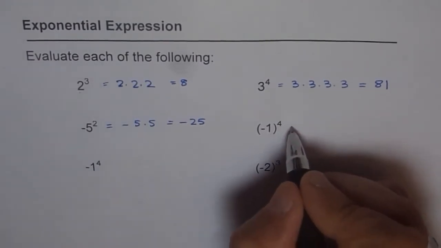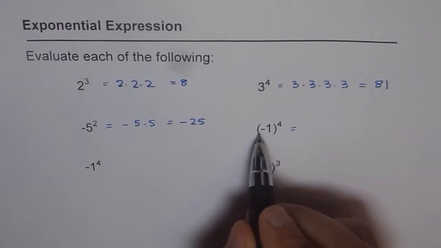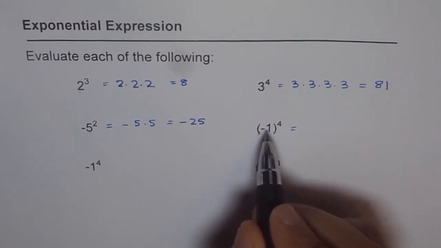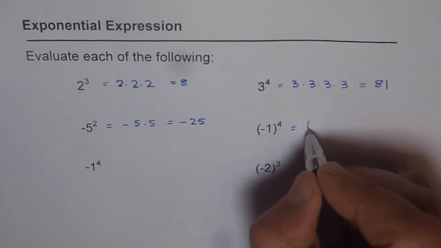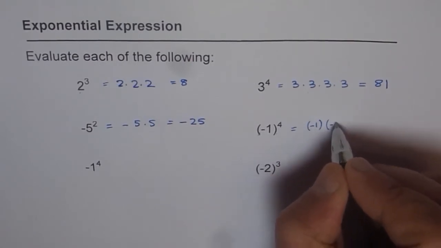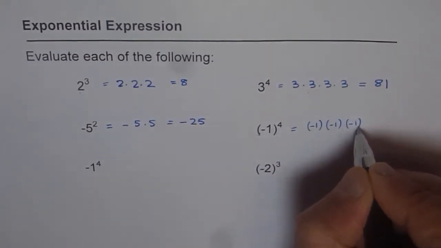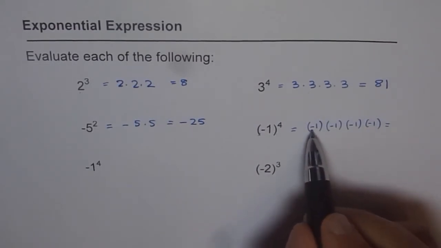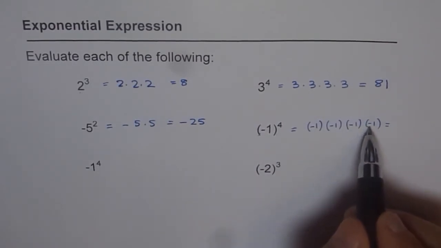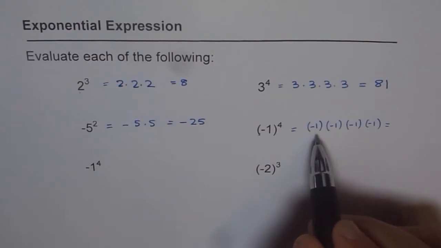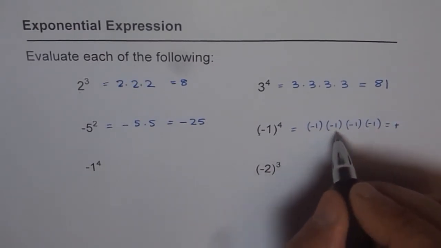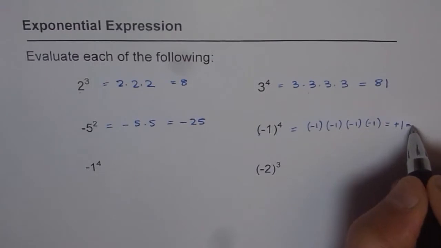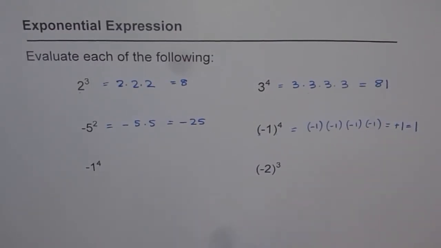In this particular case, you can see we have a bracket here. The number inside the bracket is to the power of 4. So we have minus 1 multiplied by itself 4 times. Do you see that? When you multiply 4 times, then we have an even number of negative signs. So an even number gives you a positive result. So we get plus. And 1 times 1 is always 1. So our answer is 1 in this case, correct?